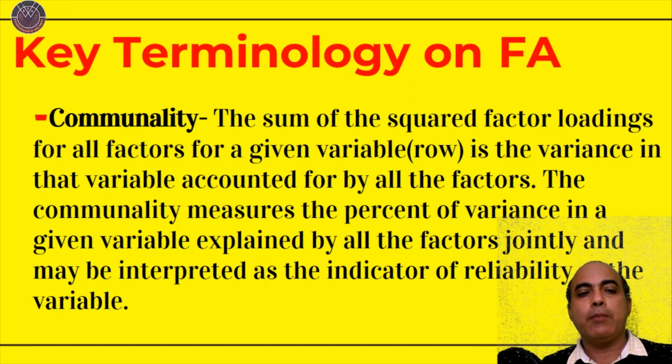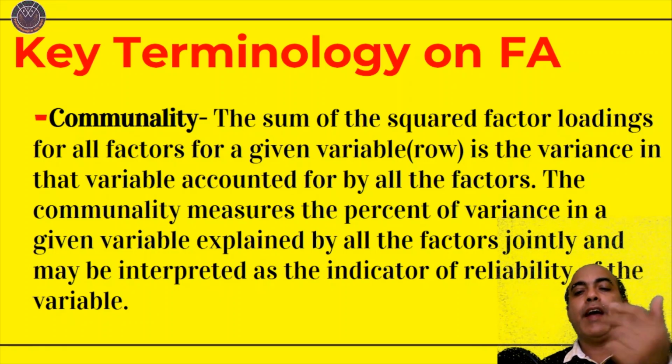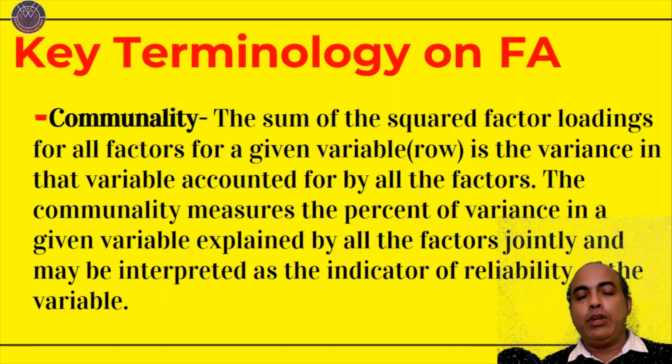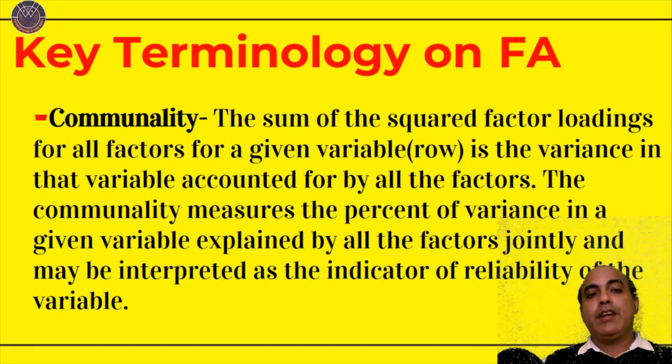You can also see that communality measures the percent of variance in a given variable explained by all the factors jointly. Previously I told you that factor loadings are one type of measure which explains a given variable. Communality jointly represents the total percentage of variance explained by all the factors taken together for a certain variable, and may be interpreted as an indicator of the reliability of the variable.